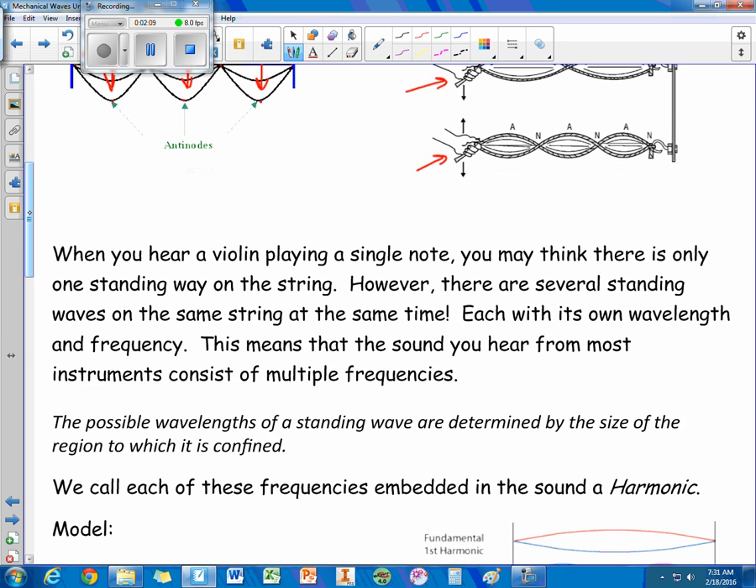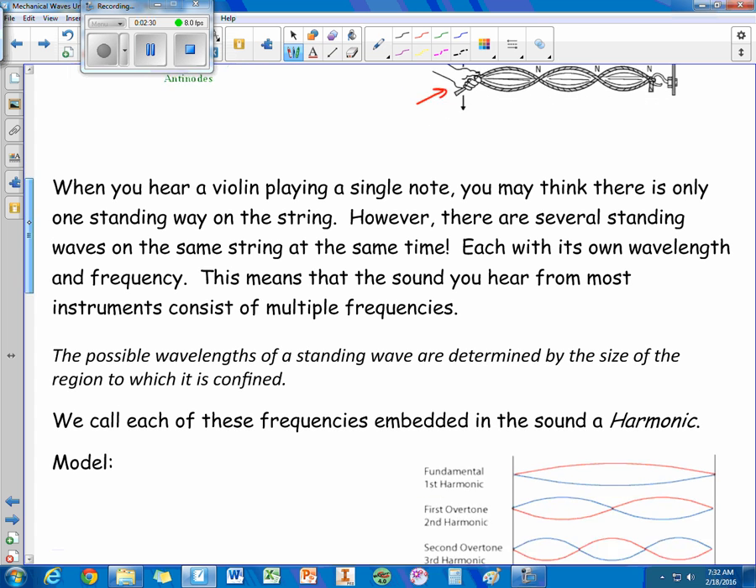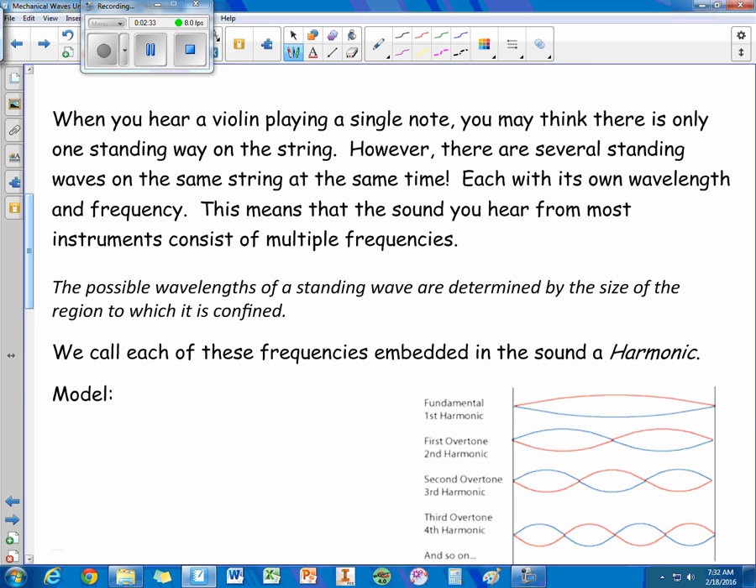Now, let's say we have a violin playing, and let's say it's a single note. You may think that there's just one note being played, so one standing wave. However, there's going to be several standing waves on the same string at the same time. And that's really cool to think about, each with its own wavelength and its own frequency. So the sound that you hear from most musical instruments consists of multiple frequencies, and that's what gives each instrument its own unique sound, this blend of standing waves.